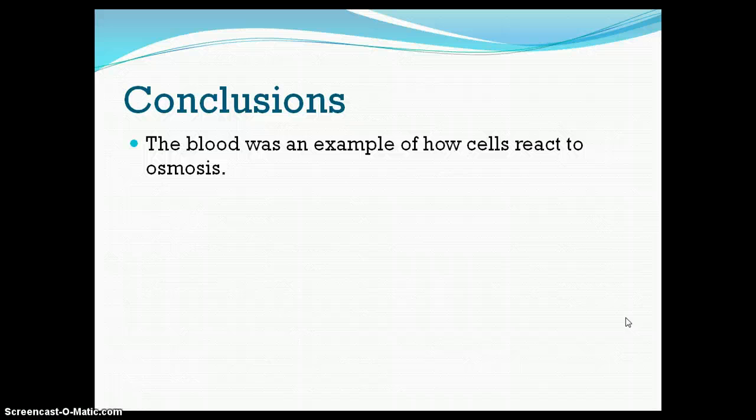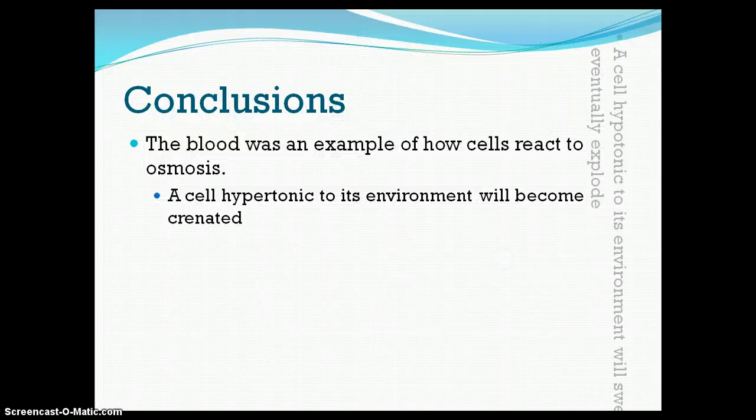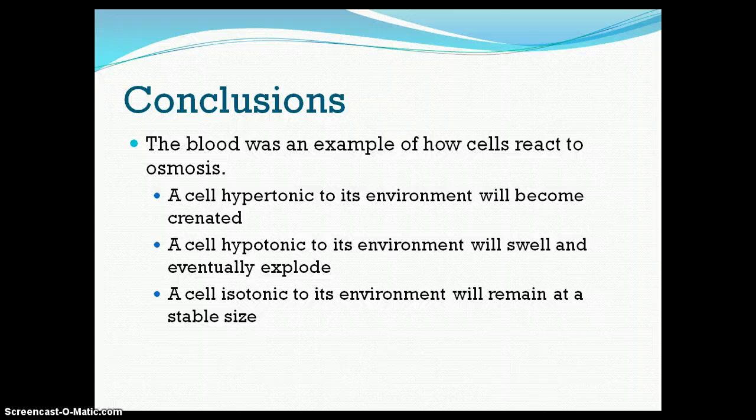So, our conclusions. What have we learned? What did we find out? The blood is an example of how cells react to osmosis. A cell in a hypertonic environment is crenated. It'll shrink. This is because the water will flow out of the cell. A cell hypotonic to its environment will swell and eventually explode. A cell isotonic to its environment will remain at a stable size. Isotonicity is the way to go. It's what cool cells do.